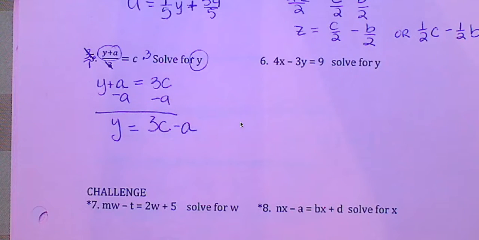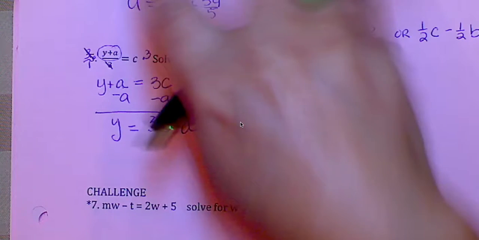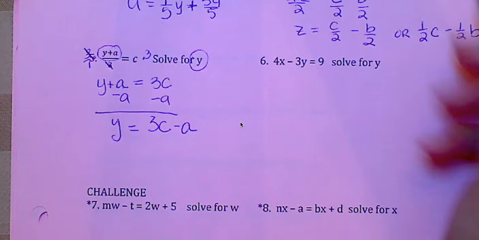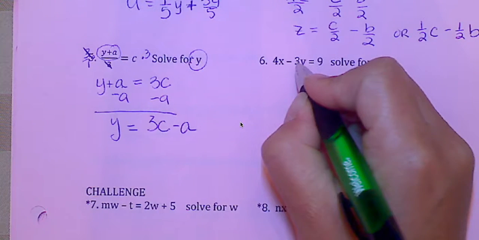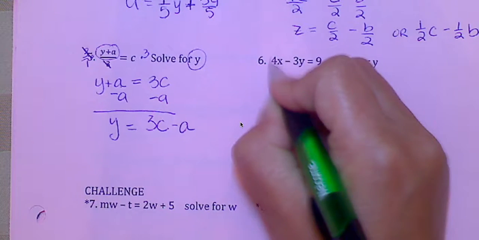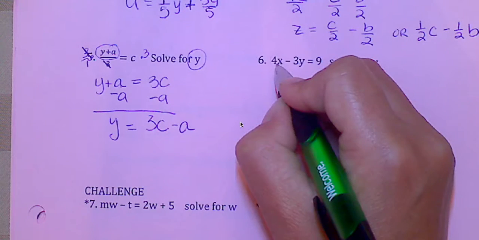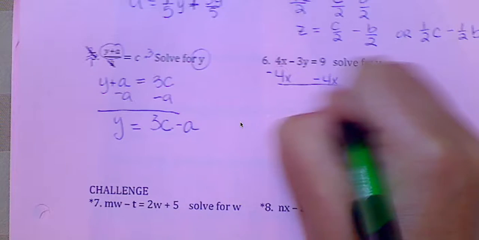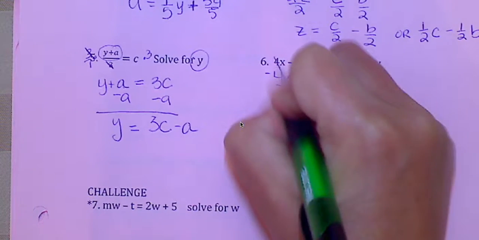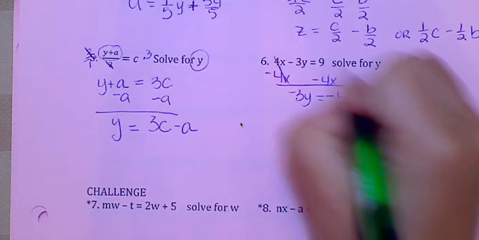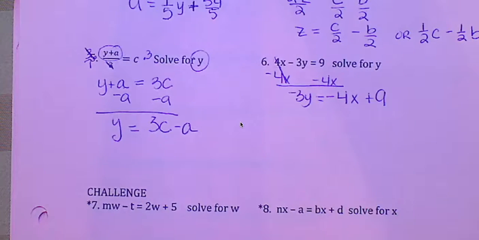All right, 6, solving for y. Definitely pause and do that one on your own before you check it. So if we want to get y alone, again, do not touch the guy that's right next to it. That's multiplication and division. We want to do this guy and do addition and subtraction. So that's a positive 4x, so we're going to subtract 4x from both sides. We get negative 3y equals, bring the variable down first, negative 4x plus 9.